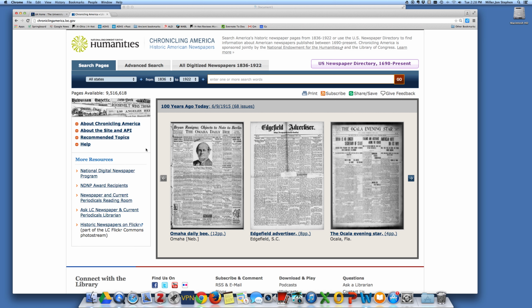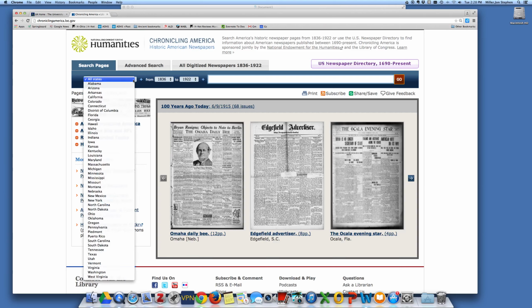But what we're looking at, it looks to me like digitized microfilm. Okay, so we've got PDF files, and in the web browser, there's some kind of built-in PDF reader where you can look at pretty high-quality images of newspapers from 1836 to 1922. You can also limit your search to newspapers from particular states.